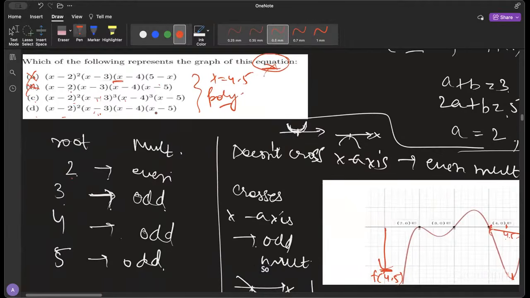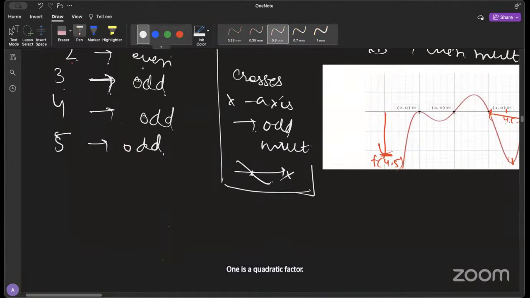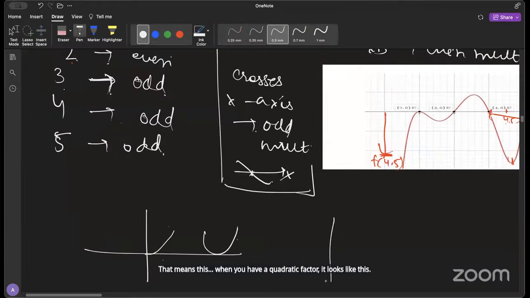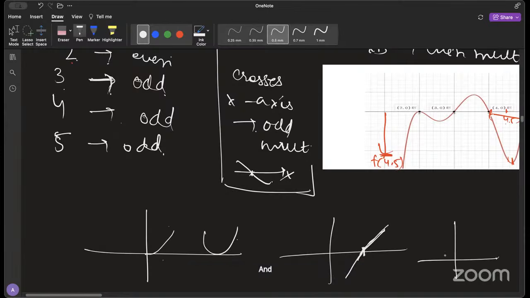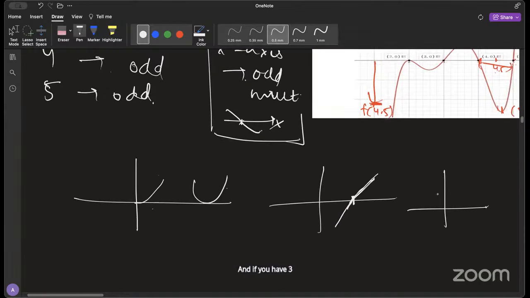So now the difference between these two is that this one has a quadratic factor. When you have a quadratic factor, it looks like this, right? And when you have a linear root, by linear root I mean this, x minus 2 with multiplicity 1, when you have multiplicity 1 of a root, it looks like this. It's almost a straight line. Not exactly a straight line, but it looks almost straight. And if you have multiplicity 3, then it's like this.